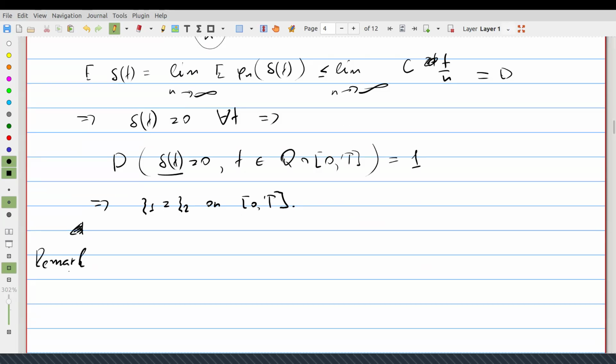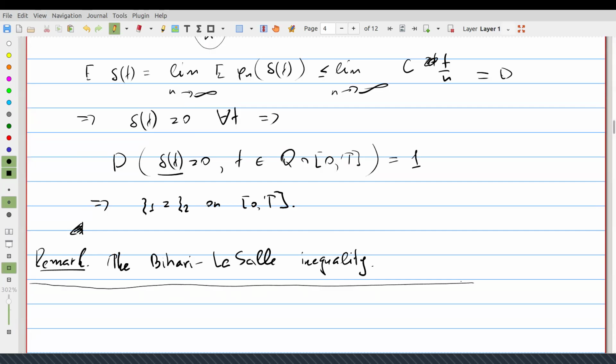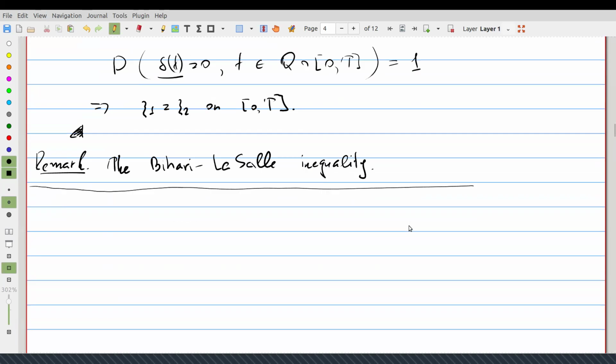Remark: a large number of extensions of this theorem can be obtained by using the Bihari-LaSalle inequality, if I am pronouncing it properly, which I am not. This is a nonlinear generalization of the Gronwall-Bellman inequality. So just look it up to know that it exists.